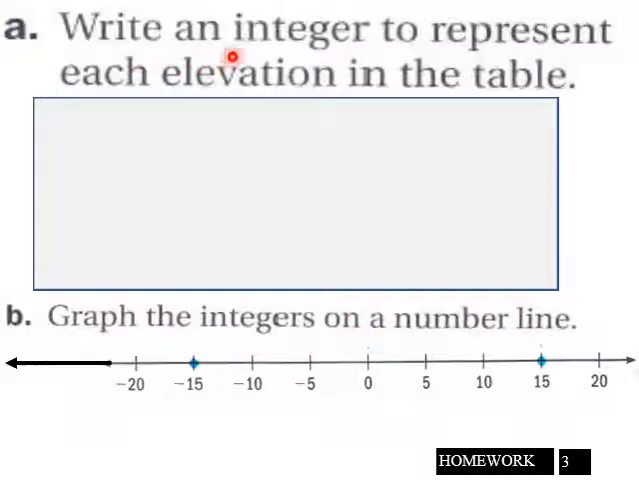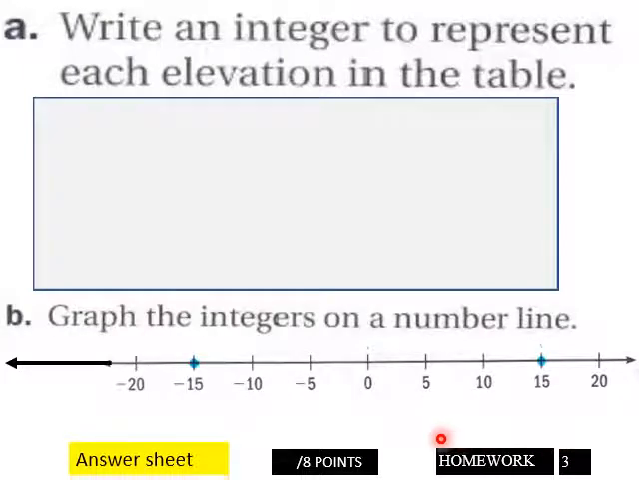And then A, write an integer to represent each elevation in the table. So write an integer for that. And then B, graph the integers on a number line. So do your graphing here, students, on a number line for each one of these elevations in the table. You got 8 points here for page 3.